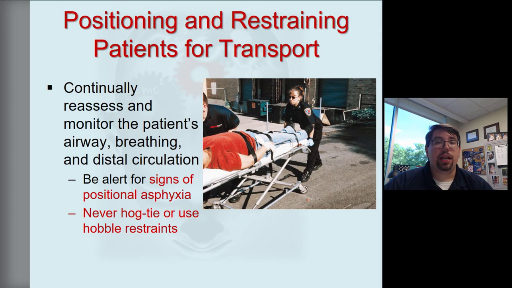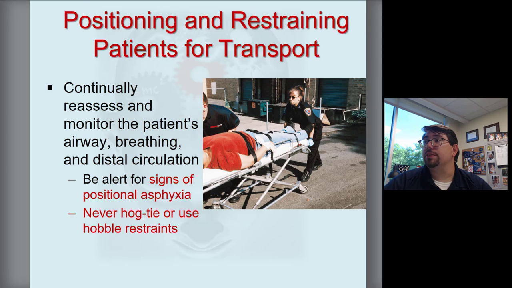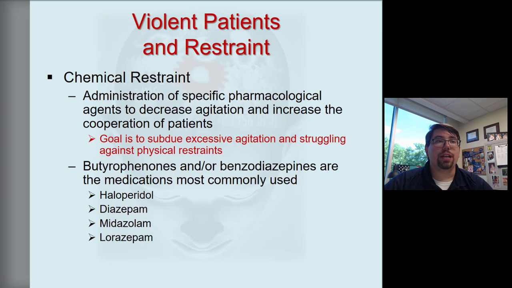Be very conscious of reassessing their airway, breathing, and circulation. Watch for signs of positional asphyxia, and never, ever hog-tie a patient or use any type of hobble restraints. For chemical restraints, we want to make sure that we're administering specific pharmacological agents to decrease agitation and increase cooperation of the patient. Remember, the goal is to subdue the excessive agitation and struggle against those physical restraints. There are a number of medications that you can see: Haldol, benzodiazepines like diazepam, midazolam, lorazepam, and ketamine as well.